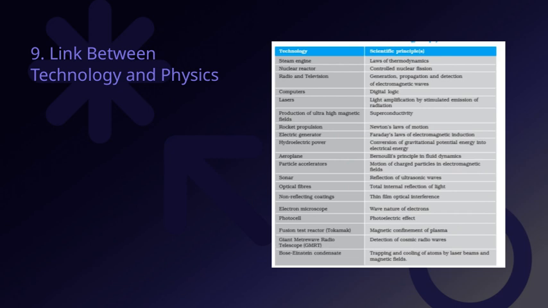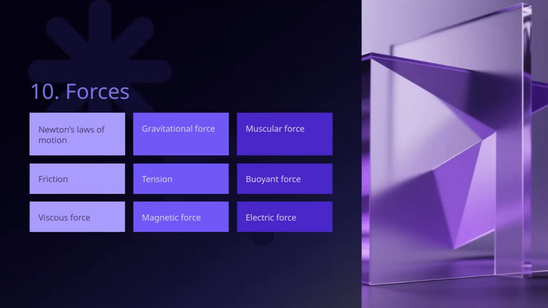Throughout this presentation, we've been emphasizing how science and technology are interconnected, and this slide highlights that relationship vividly. Recognizing this link helps us appreciate how advances in physics can lead to transformative technologies that shape our everyday lives. Let's take a closer look at some of the different types of forces that influence the world around us.